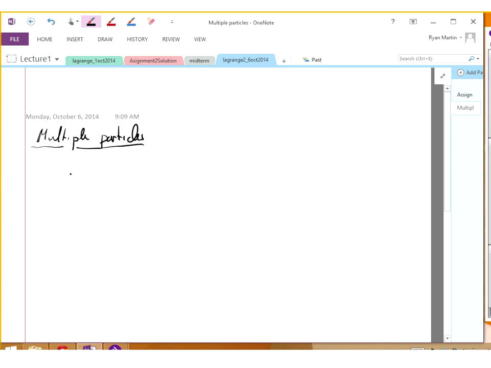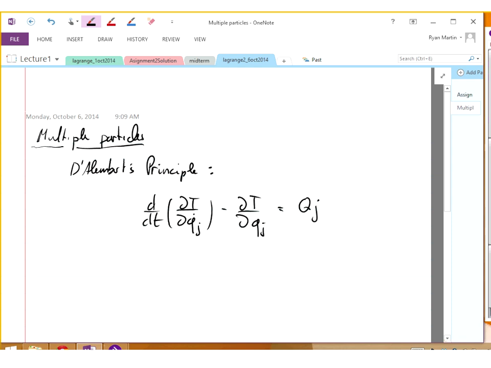So if you remember D'Alembert's principle, which is what we've been using so far to get the equations of motion, we had d by dt of ∂T by ∂qj dot minus ∂T by ∂qj equals the generalized force Qj, where Qj was the sum over all the forces Fi dotted with ∂ri by ∂qj.